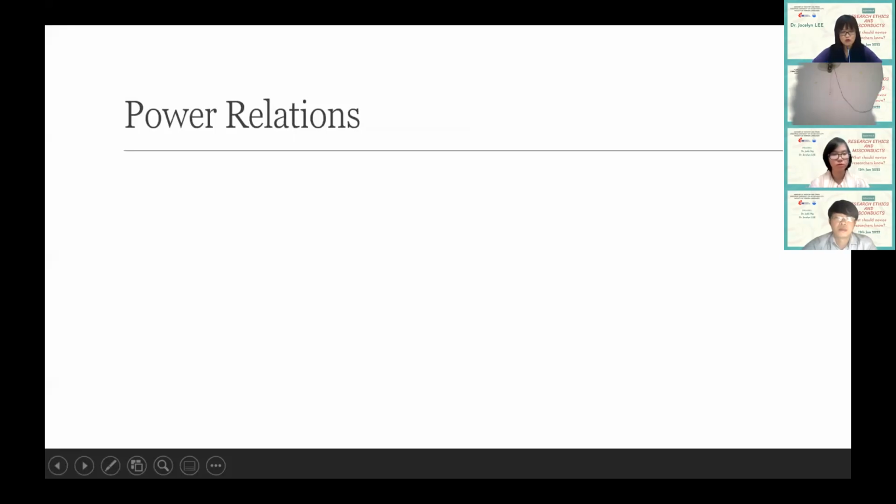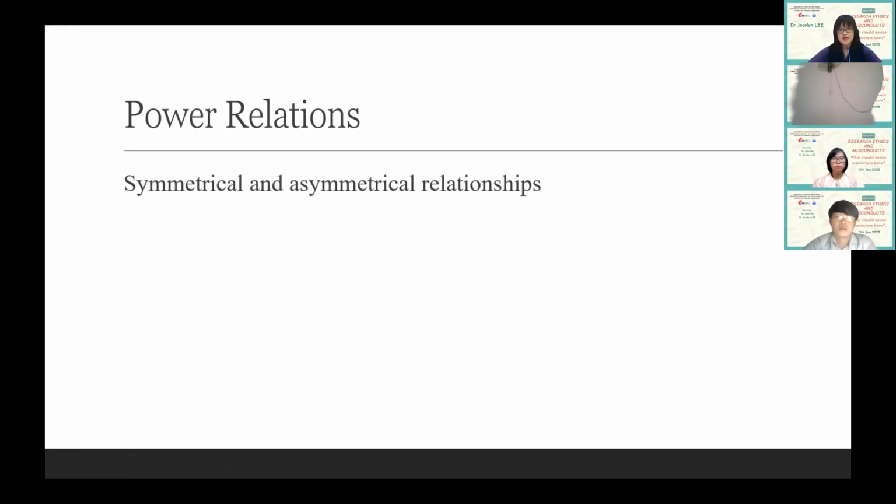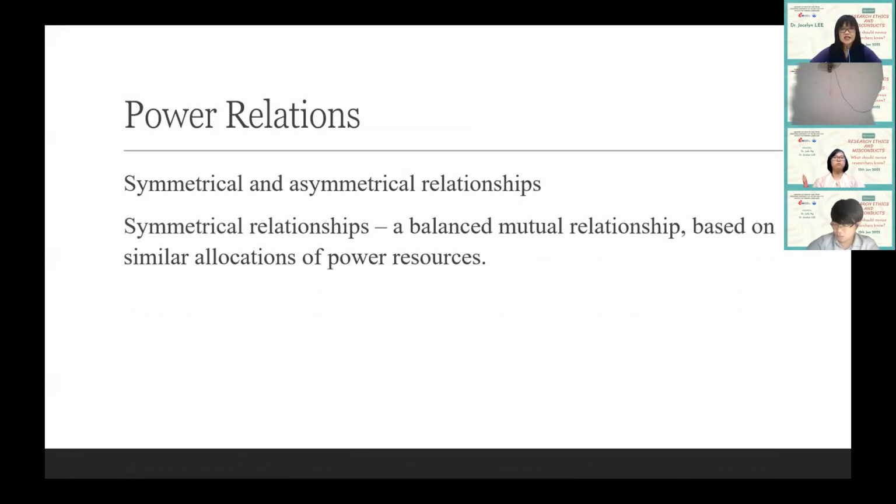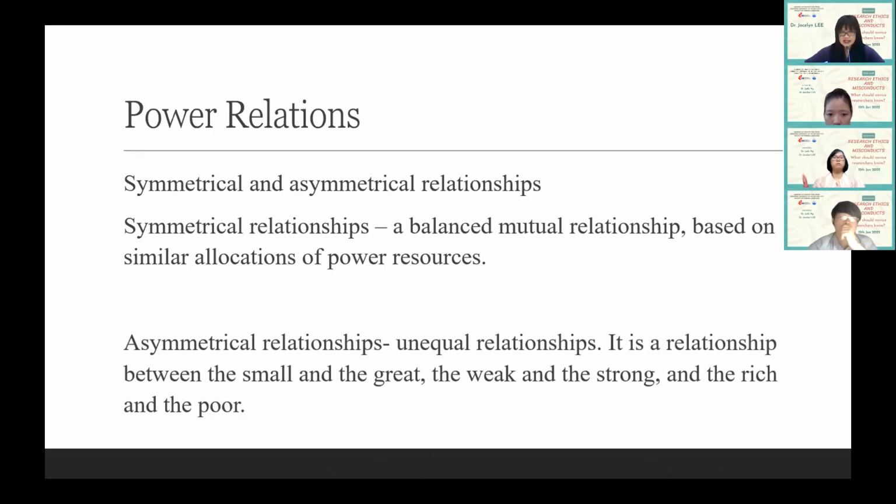The next thing that is so crucial is power relations. What are power relations? There are two types: symmetrical and asymmetrical relationships. Symmetrical relationships are a balanced, mutual relationship based on similar allocations of power resources. In other words, we are talking about research, so both the researchers and the participants have an equal level of power. As opposed to asymmetrical relationships, which are unequal. It is a relationship, that's a definition, between the small and the great, the weak and the strong, or the rich and the poor. The one who has all the authority as opposed to the weaker ones.